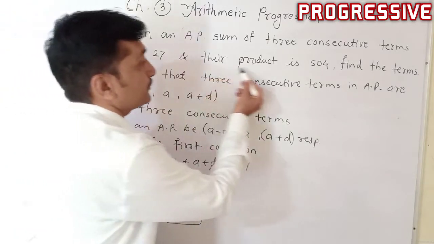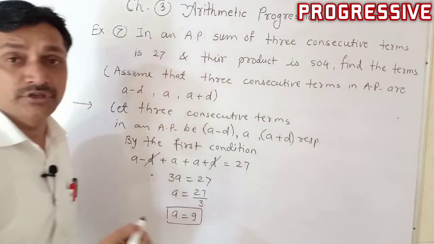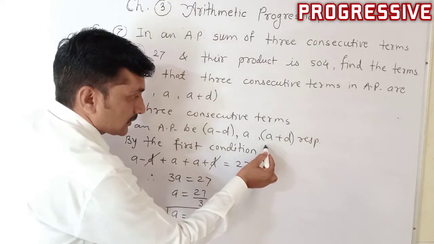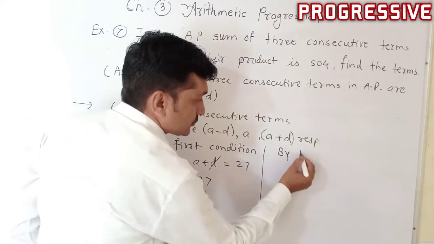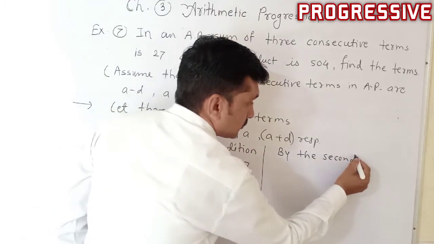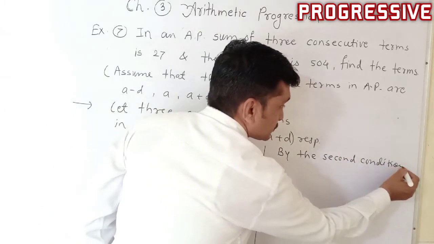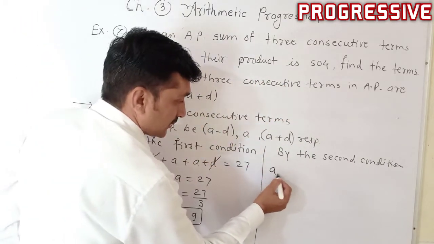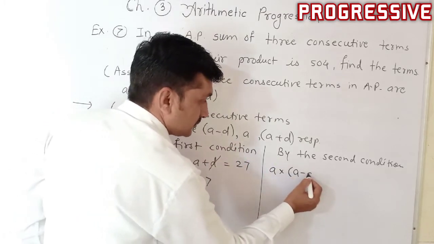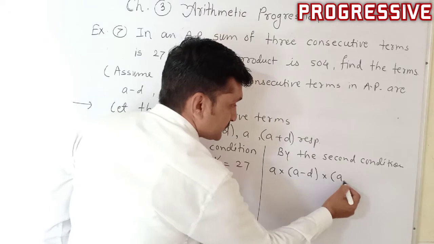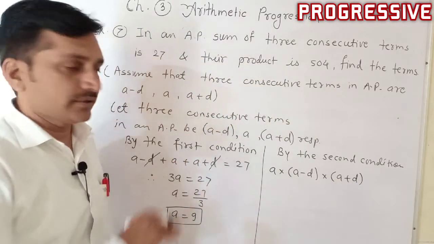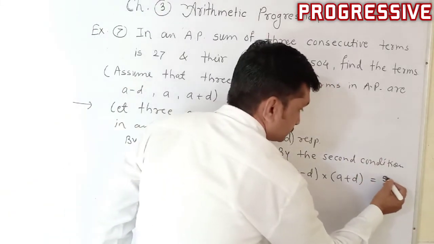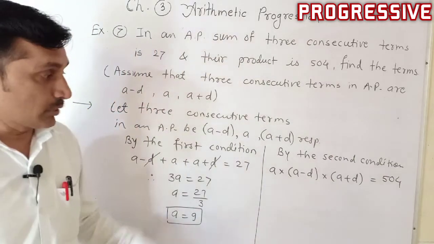Now by putting the a value we got, see the second condition. Second condition: their product is 504. Their product means the product of these three is 504. By the second condition, the product of them: a is single, so I write it first, a multiplied by (a minus d) multiplied by (a plus d), is equal to the product 504.